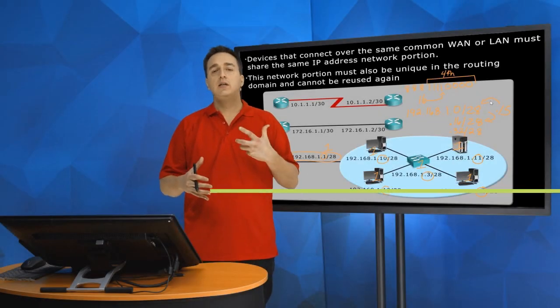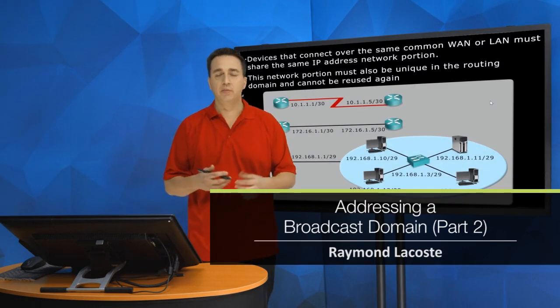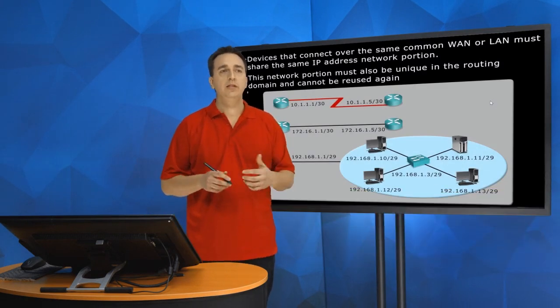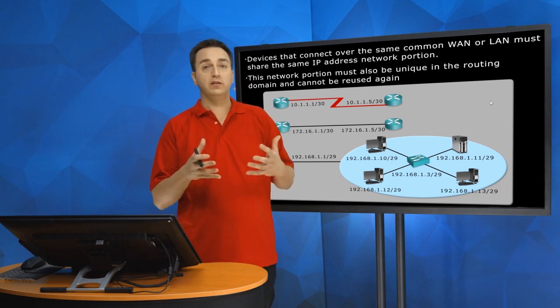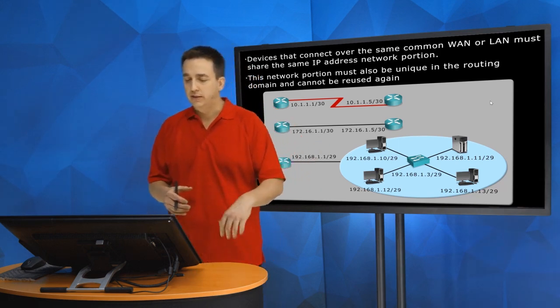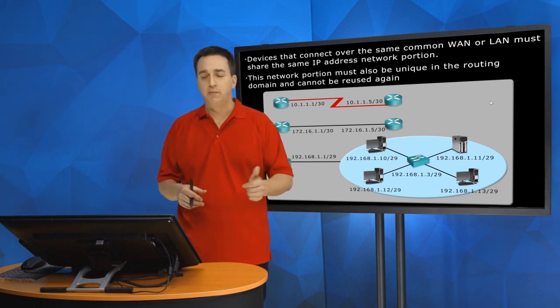So let's mix things up a bit. Let's change some of the values here and see how inappropriate addressing causes devices to not be able to communicate. So in this example here, same idea, but we've changed addresses or we've changed subnet masks.